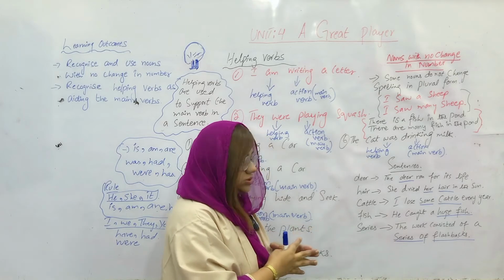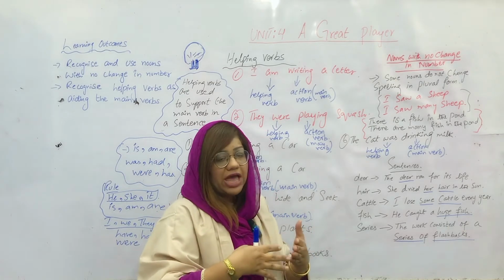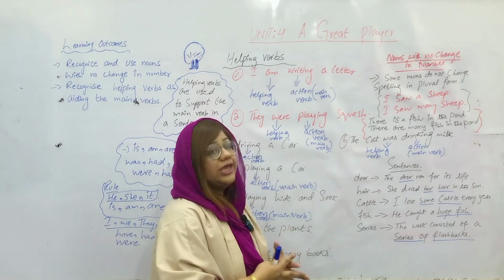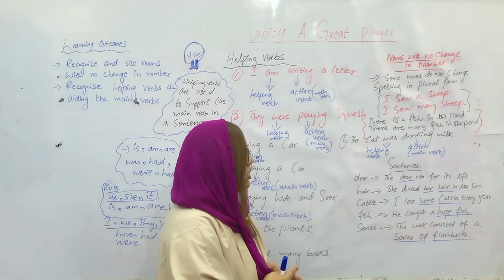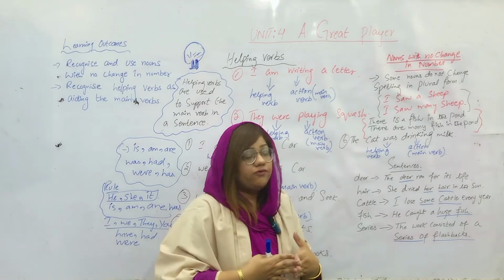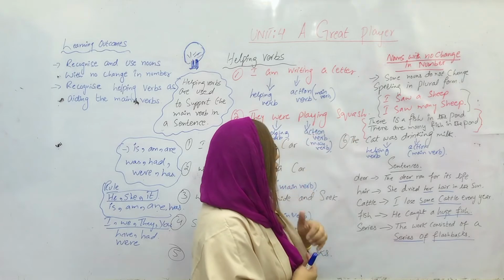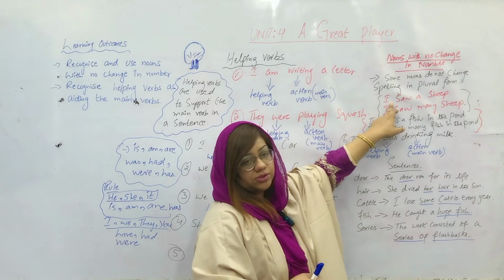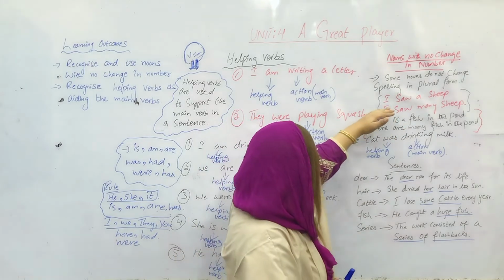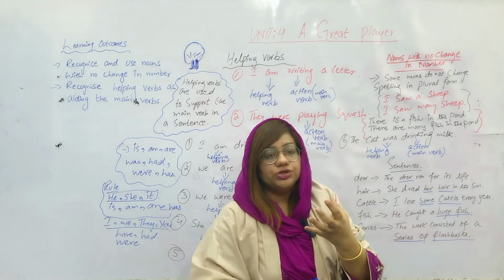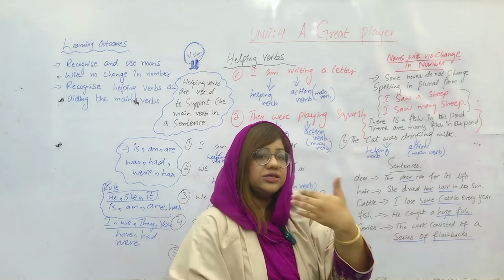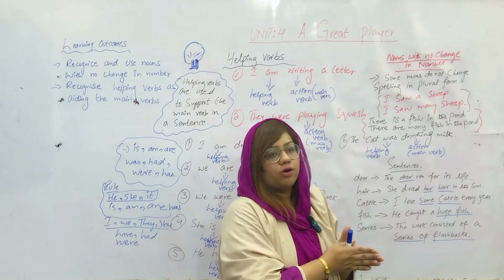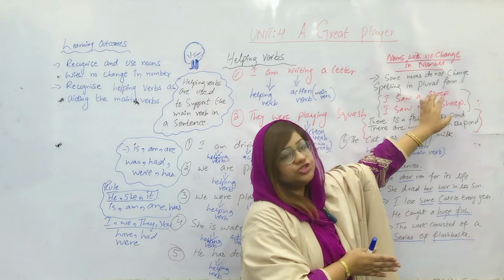Some words always have the same meaning and do not change their spelling in plural form. How? Some nouns. For example, in front of you, here is an example written here. I saw a sheep. This form of sheep is used in the singular form. I saw a sheep. For example, one person saw a sheep. This is a singular form, and here we have written sheep.